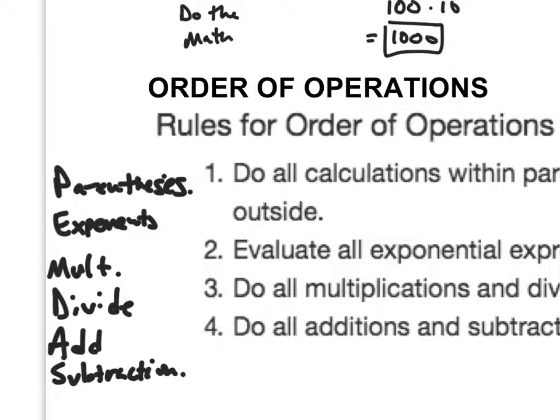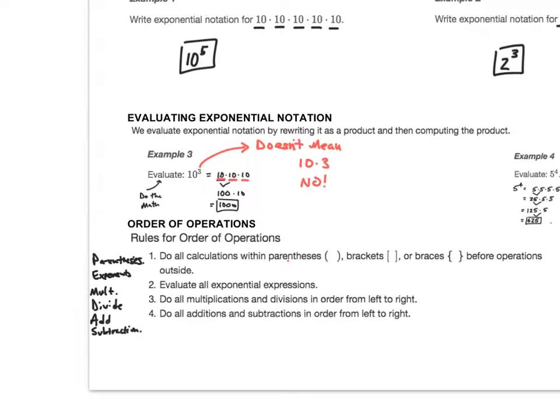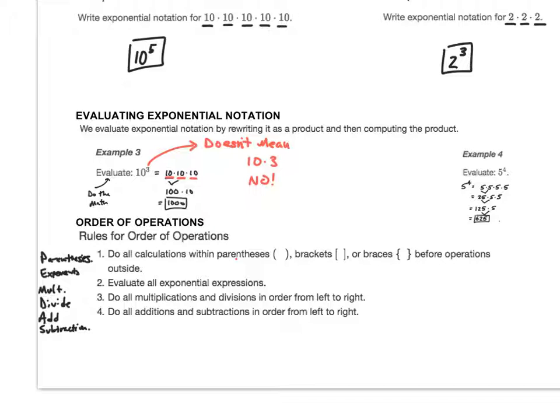So when we're evaluating problems, we have to go in this order. If we have any calculations within parentheses, brackets, or braces, we do those calculations before we do anything else. Then we evaluate any exponential expressions, and then multiply and divide, we do those from left to right. Then addition and subtraction, we do those from left to right. You can do multiplication and division within the same step, but make sure that you work from left to right. Same thing with addition and subtraction.